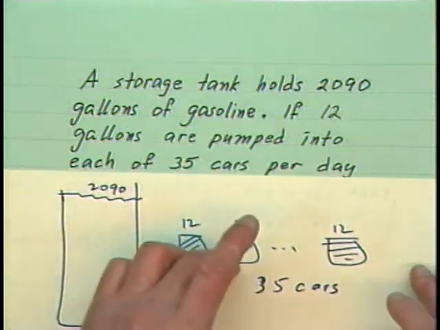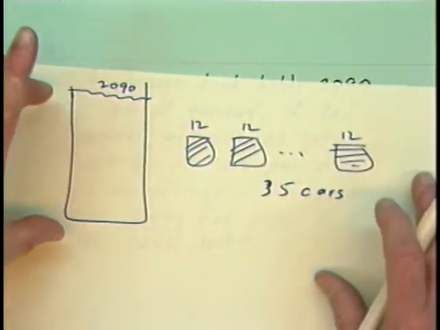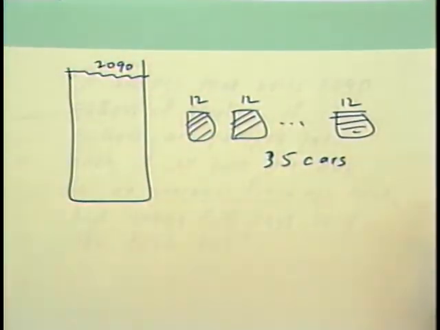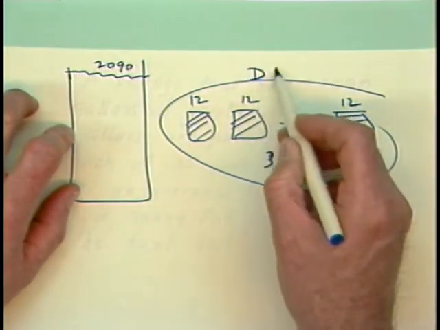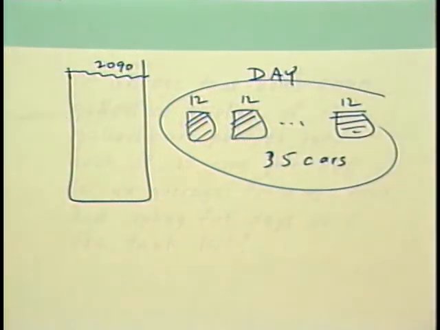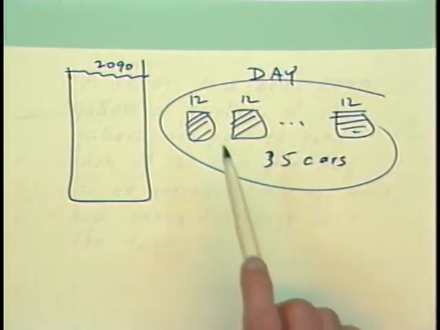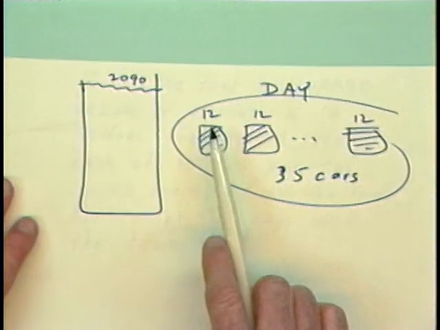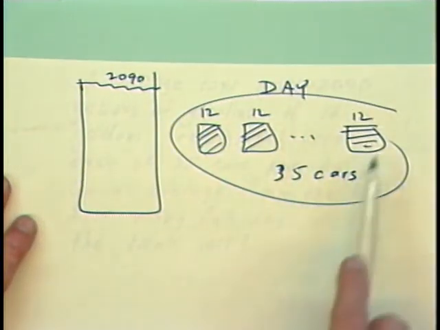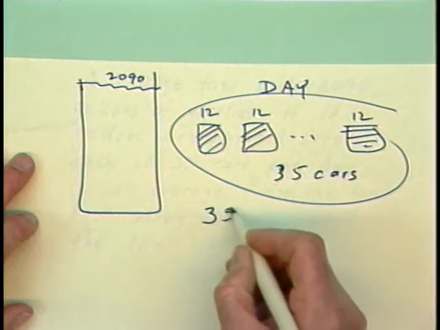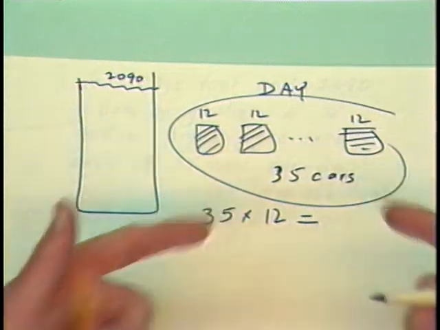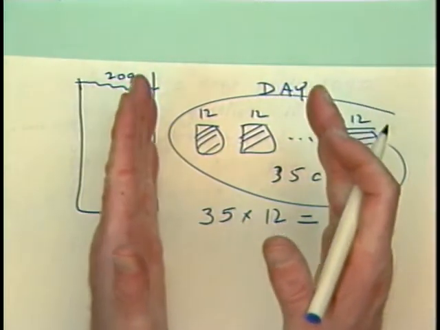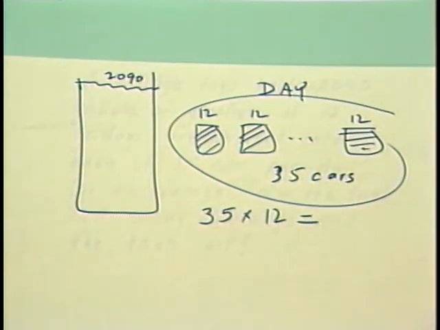How many days will this large storage tank last this supplier? Well, first, this right here stands for a day, doesn't it? So we have 12 gallons being filled in 35 times. So each day I will use 35 times 12 gallons of gas in these cars. Now, are you beginning to see what's happening here?